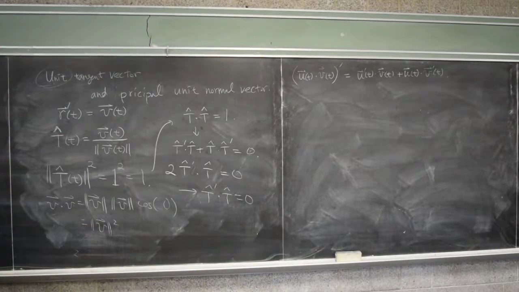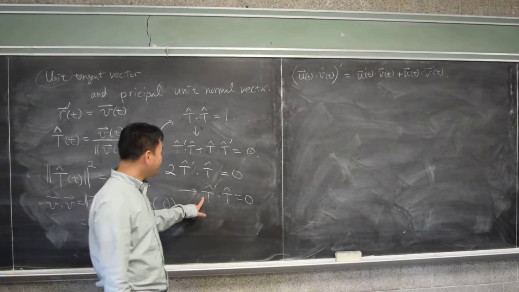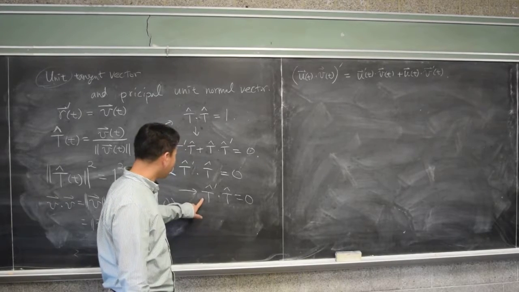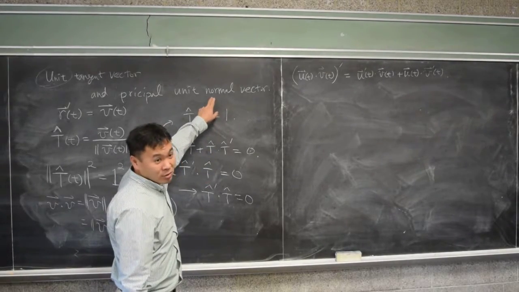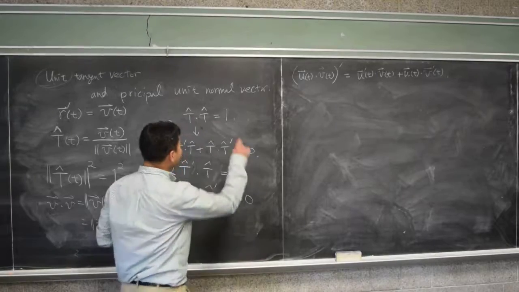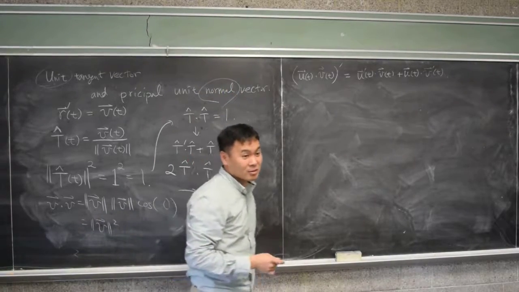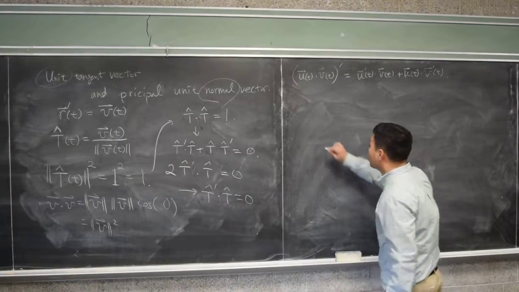All right, what does that mean? If you have two vectors whose dot product is 0, what does that mean? They're perpendicular. So you have a perpendicular thing, and that's where this normal comes from. What does normal mean again? Perpendicular. Right?